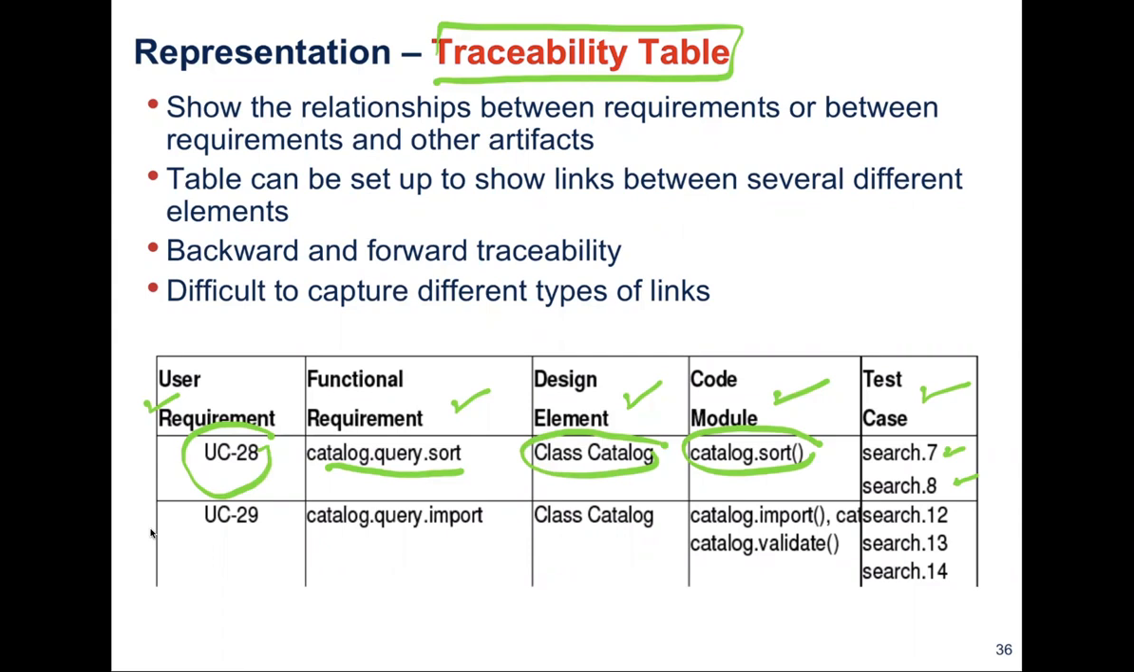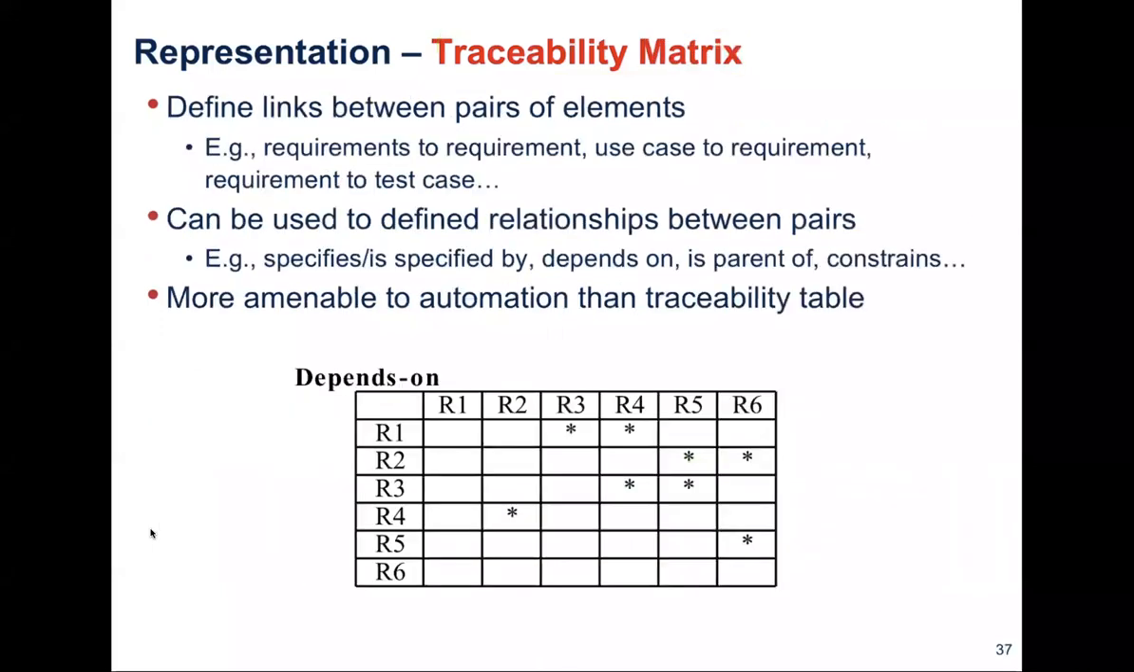So this traceability table provides an overview of the links between requirements, but not all the types of links between requirements. That has created a need for the traceability matrix, which is considered another representation of traceability. It defines links between pairs of elements: a requirement to requirement relationship, a use case to requirement relationship, or even a requirement to test case relationship.